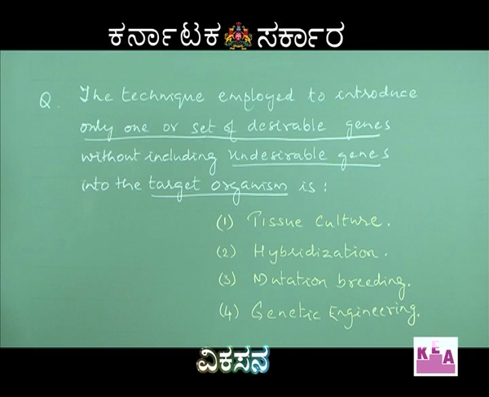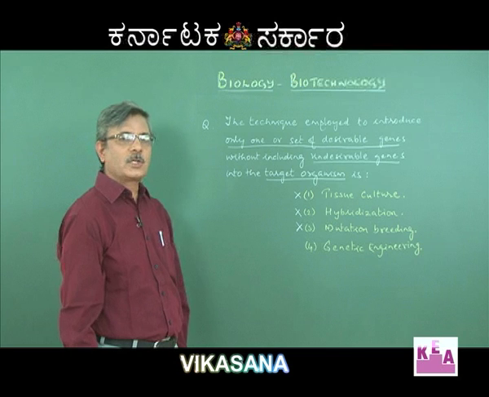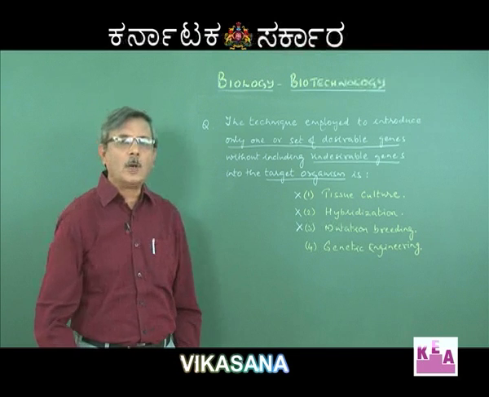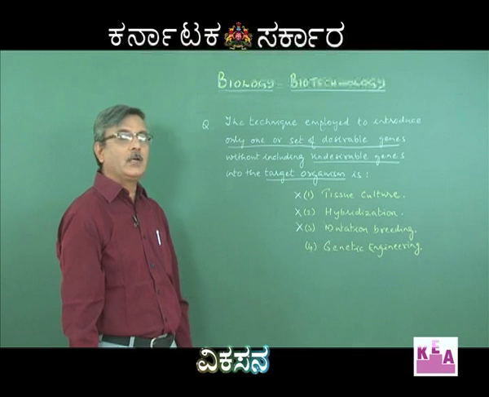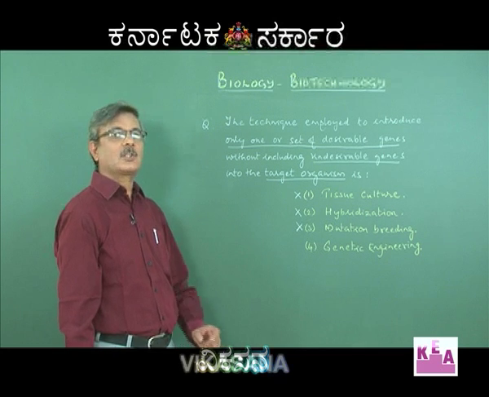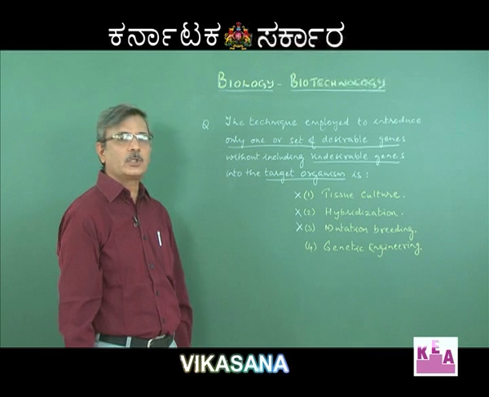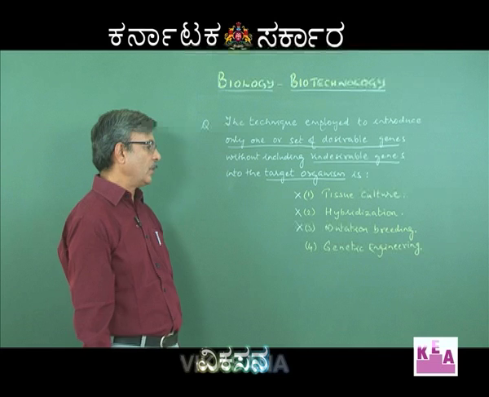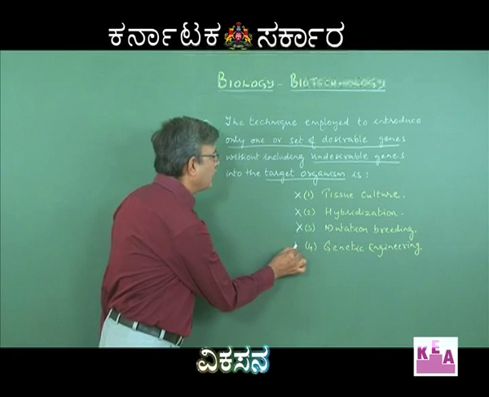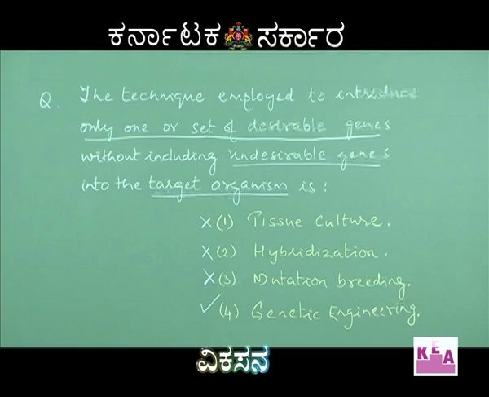So, now we come to the fourth, genetic engineering. Genetic engineering is nothing but recombinant DNA technology. The most important aspect of recombinant DNA technology or genetic engineering is we are going to identify the desired gene or a set of genes, and then using a suitable vector we transfer into the organism of interest, and thereby it is genetic engineering which is the correct option.